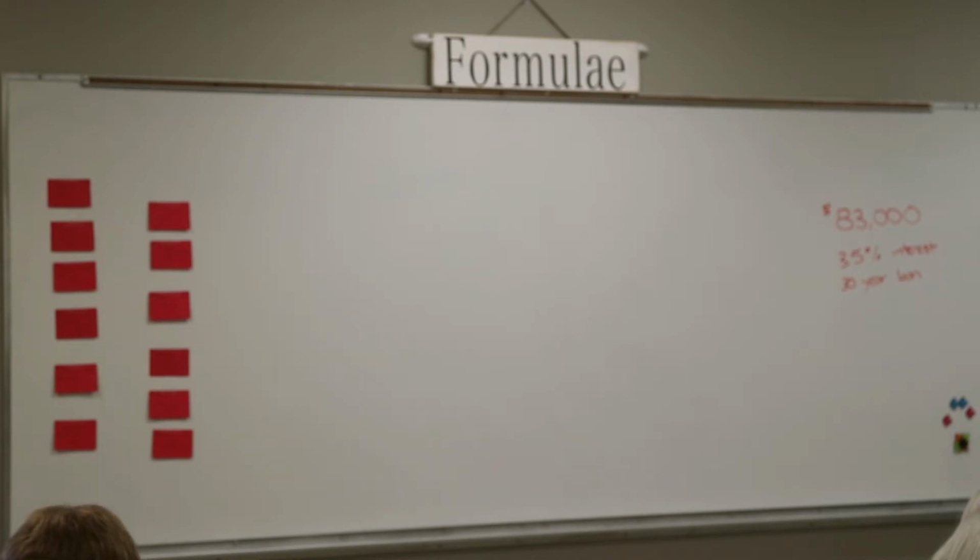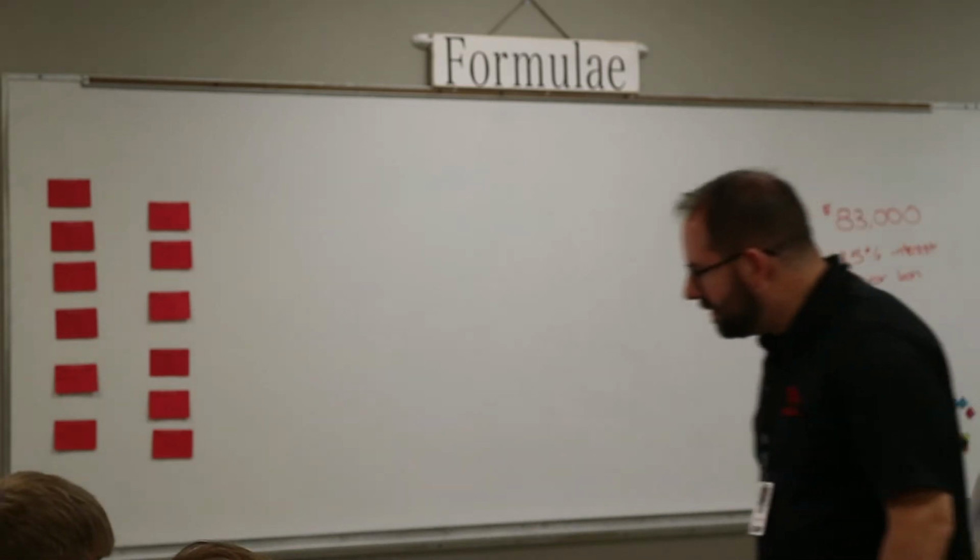So again, my principal amount that we borrowed was 83. My interest rate was 3.5. This is a pretty traditional loan in this area. And now you're starting to see the real life. Okay, so far so good.